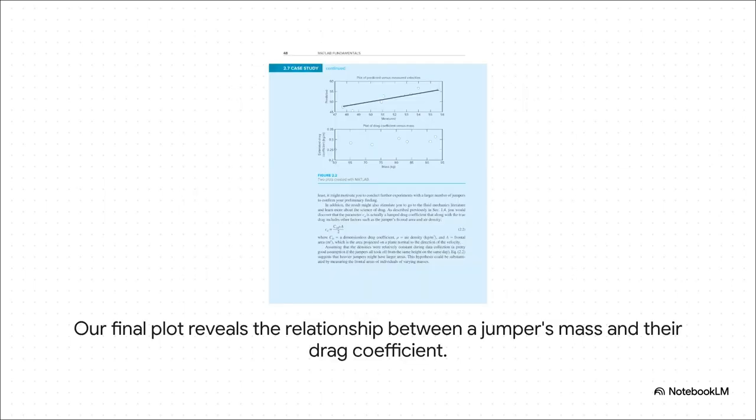And here it is, our final result. After all that work, this is our polished plot. And now we can clearly see the relationship we were looking for from the very beginning. As a jumper's mass goes up, their drag coefficient also tends to go up. That's a real insight, something that was totally hidden inside that original table of numbers. This right here, this is our aha moment.